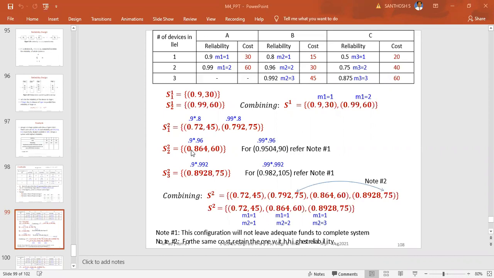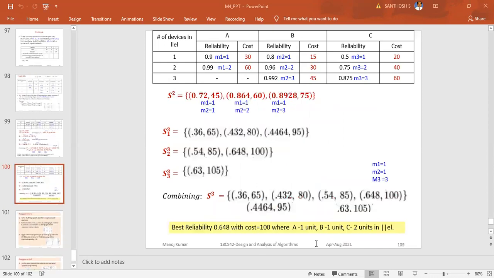S22, so S22 you take 0.9 with 0.96, comma 30 plus 30 is equal to 60. Next 0.99 star 0.96. So combining these two, we can tell that this configuration will not leave adequate funds to complete the system. So further, for the same cost, retain the one with highest reliability.